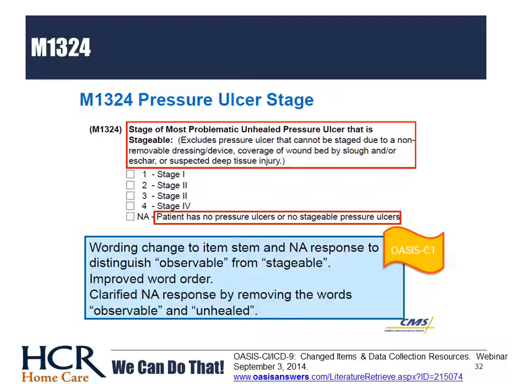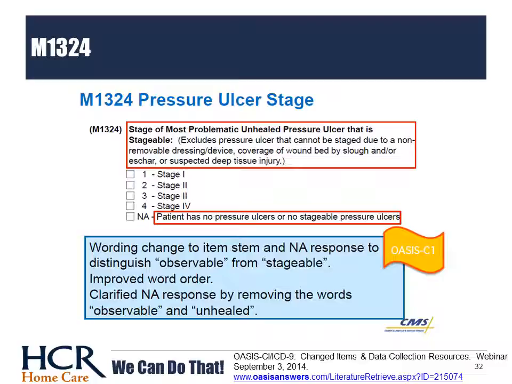Now in parentheses, it clarifies this excludes pressure ulcers that cannot be staged due to a non-removable dressing or device, being covered by slough or eschar, or a suspected DTI. So all of those types of wounds that cannot be staged are excluded from this question. So you're going to need to use your clinical judgment to identify of the stage 1, stage 2, stage 3, or stage 4 pressure ulcers that are currently present and stageable, which is the most problematic.